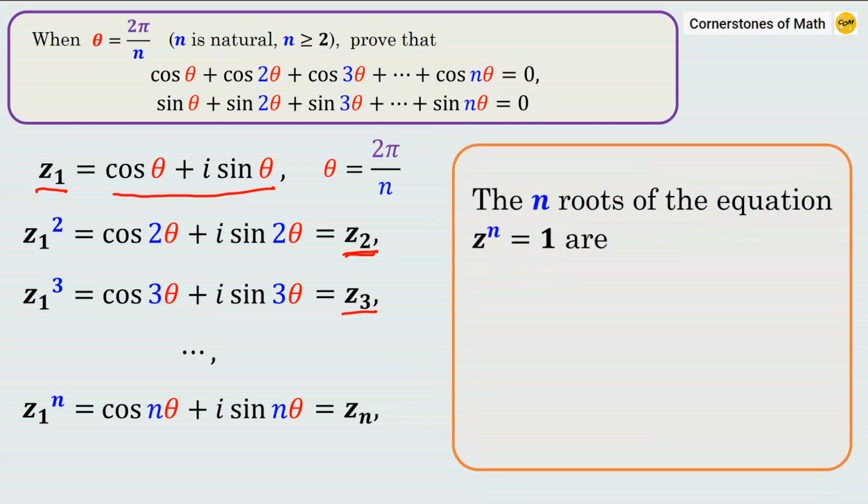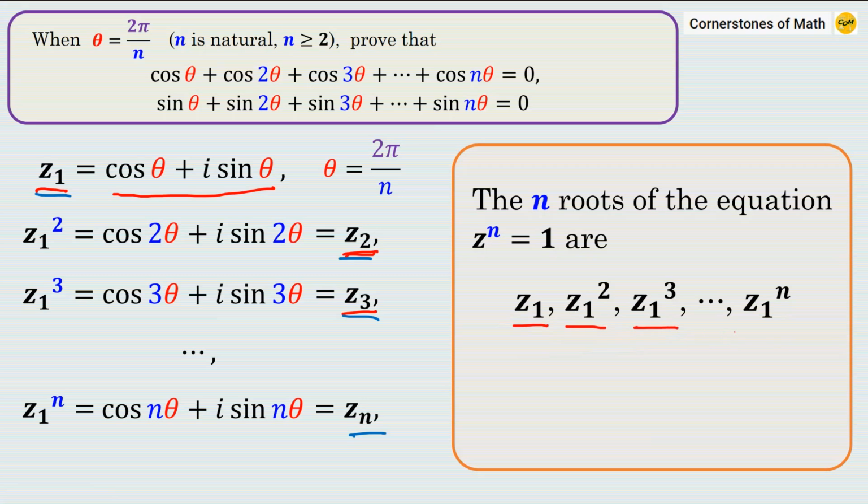Therefore, we can say that the n roots of the equation z to the power of n equals 1 are, instead of z1, z2, z3, up to zn, z1, z1 squared, z1 cubed, and so on, all the way up to z1 to the power of n. Or since z1 to the power of n is just 1, we can say they are 1, z1, z1 squared, and so on, all the way up to z1 to the power of n minus 1.